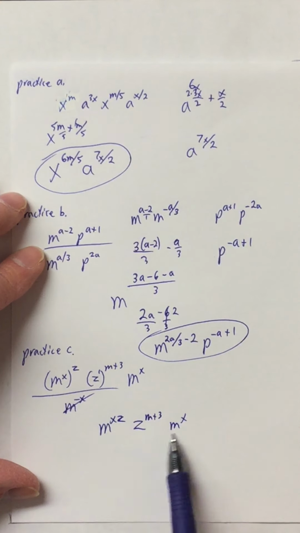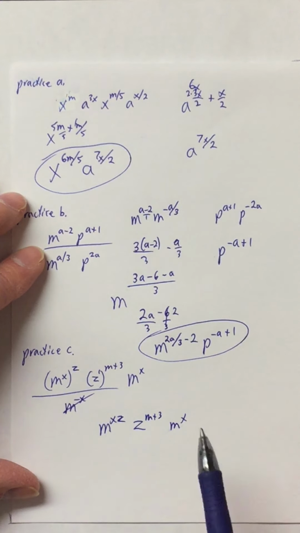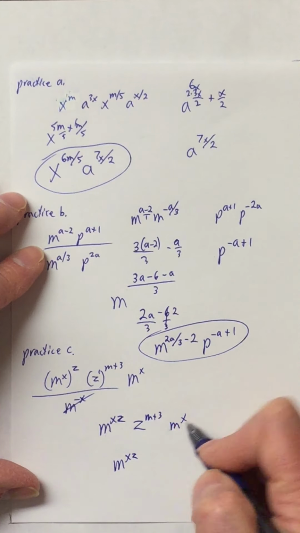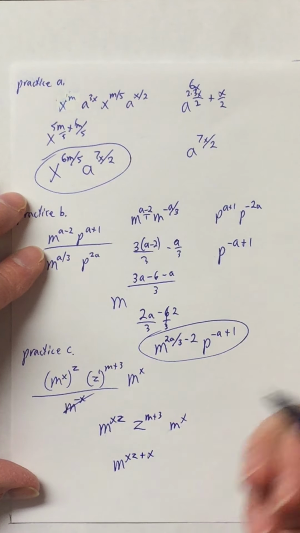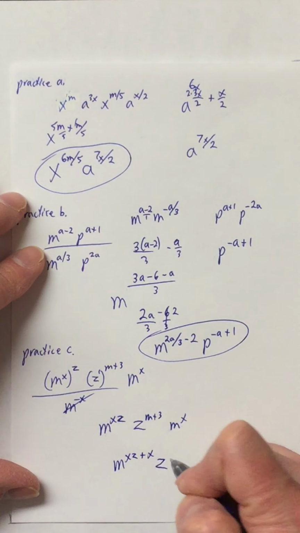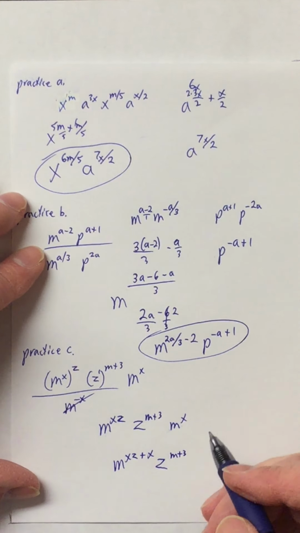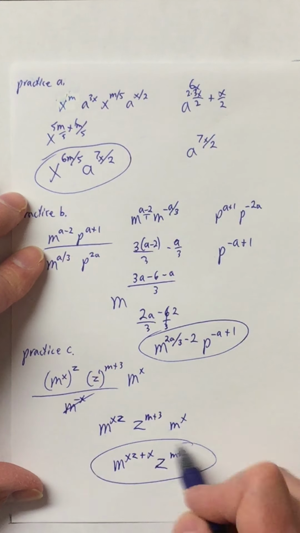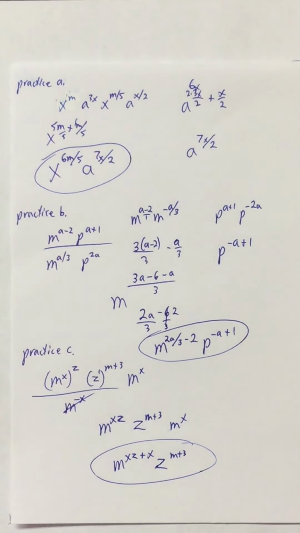Then these are similar terms, and so they combine those by writing m x z and then plus x, because that's what you would normally do, and then z m plus 3, and that is my answer for practice problem C. All right, once again, got to really keep straight track of what's a fraction and what's not inside those exponents and be orderly in your work.